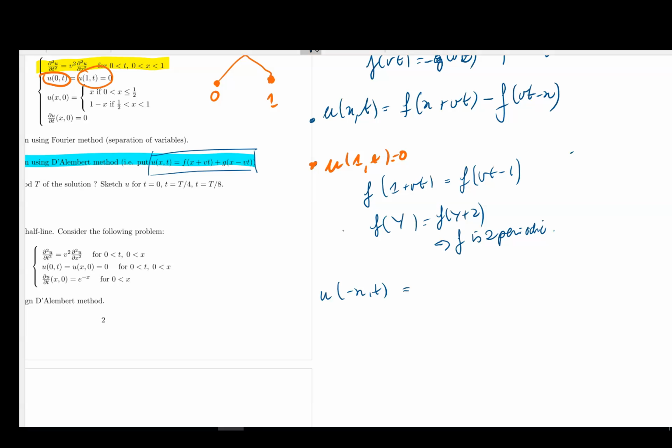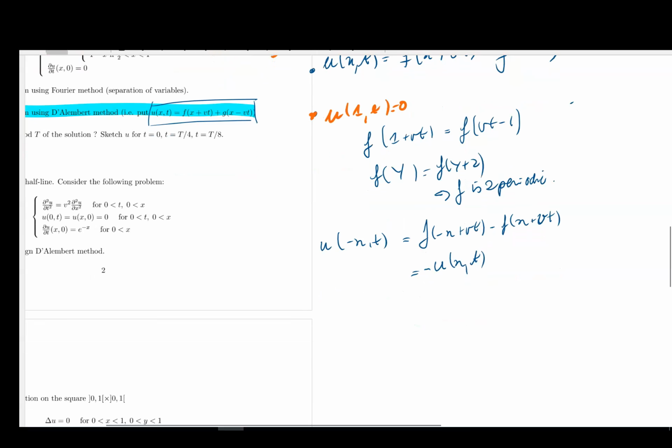So if I plug f of minus x, t, that's just going to be f of minus x plus vt minus f of minus x plus vt, which is minus u of x, t. Okay, so we've got a period 2 odd function, right, which looks like the thing we had to create in order to use our Fourier expansion of the phi function. Okay, so u is odd in x and period 2.